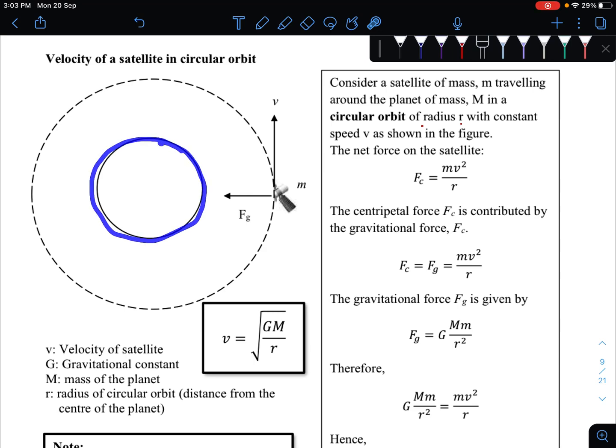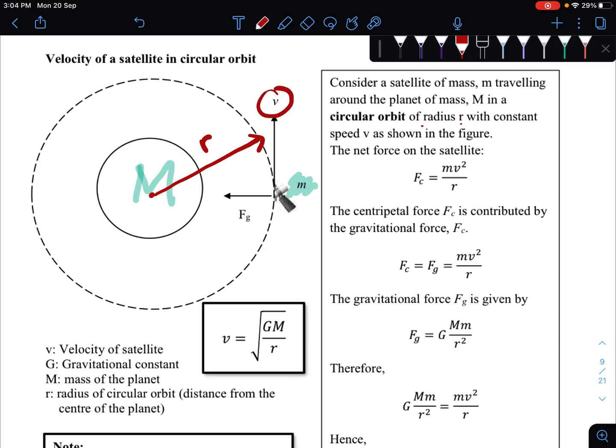So, what we have here is a planet. It could be any planet, could be Earth or anything else. We have a planet here, and this satellite is going to orbit around the planet. Consider a satellite of mass m. So, small m here is the mass of the satellite, travelling around the planet of a mass of capital M in a circular orbit of radius r. This orbit where your satellite is going to travel has a radius of small r, with a constant speed of v, as shown in the figure.